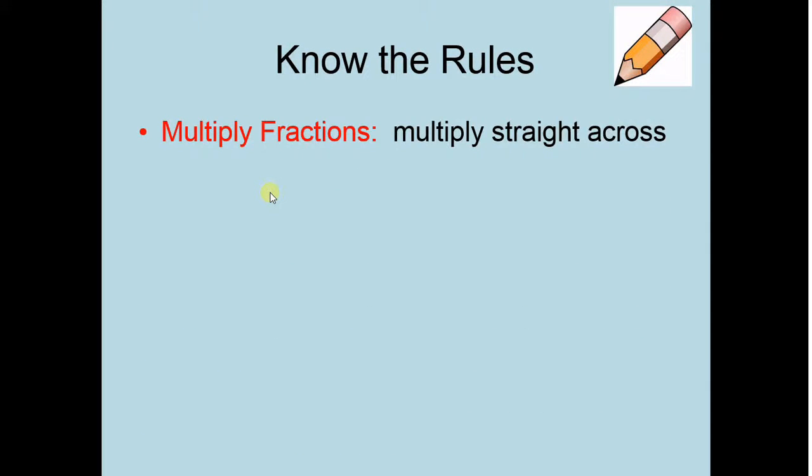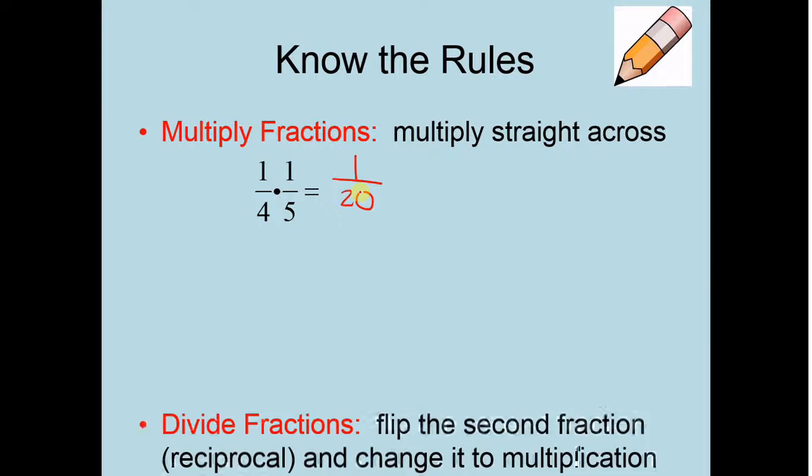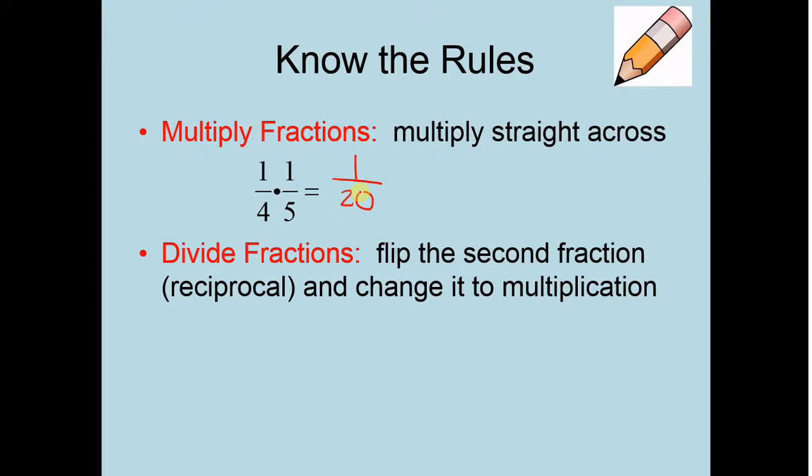So, knowing some rules. Multiplying fractions, multiplying straight across. You've done that before, right? So, 1/4 times 1/5, you multiplied straight across and you got 1/20. Pretty simple, right?